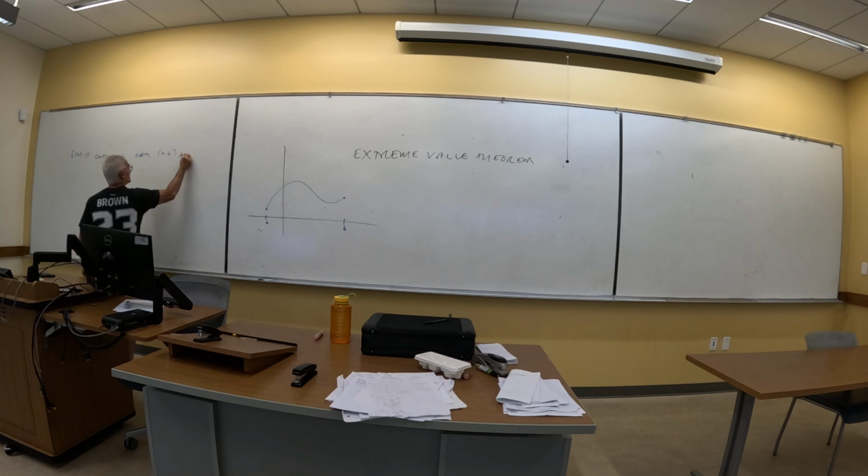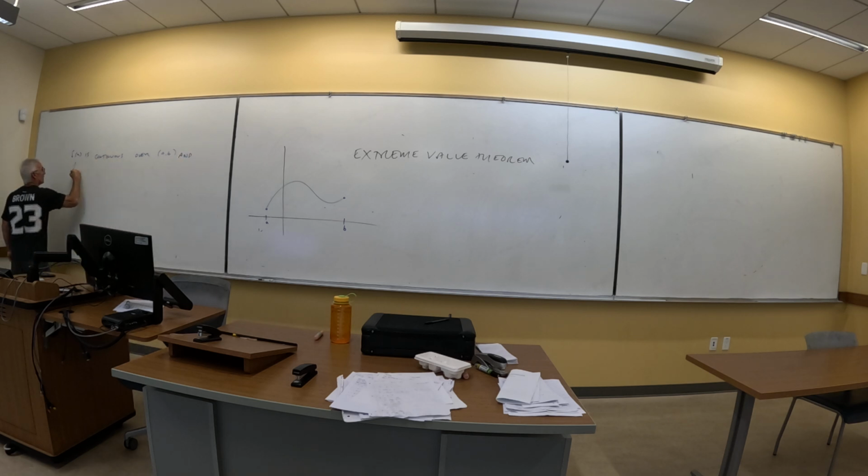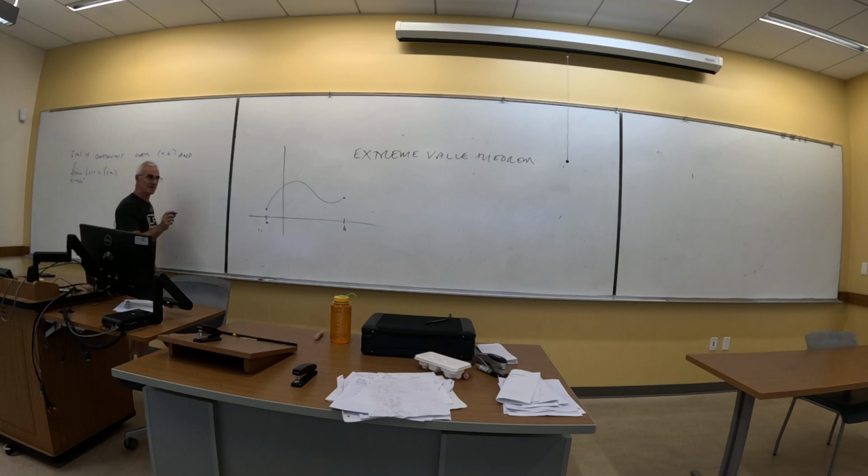Like this: the limit as x approaches a from the right of f of x is in fact f of a. What did I just do? I filled that point in. It does not matter now what's happening to the left of that point. And the limit as x approaches b from the left of f of x is f of b.